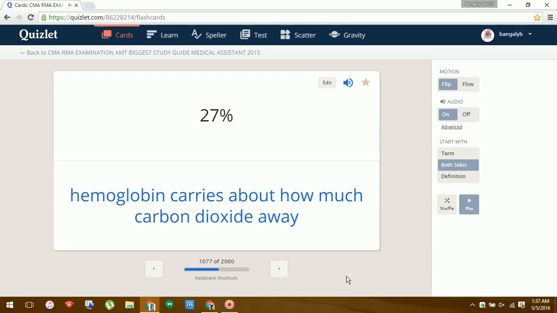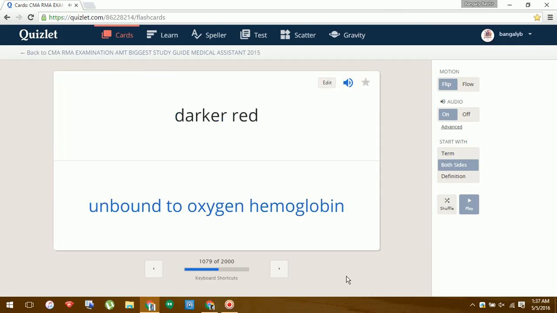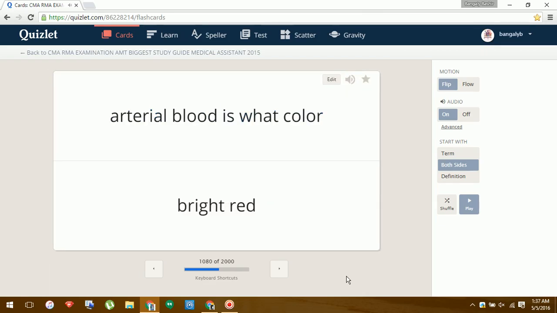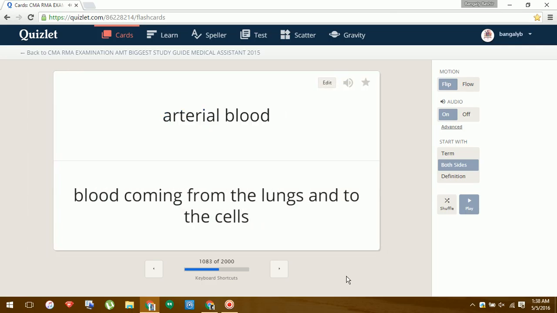27%. Hemoglobin carries about how much carbon dioxide away? Bright red. Oxygenated hemoglobin. Darker red. Unbound to oxygen hemoglobin. Arterial blood is what color? Bright red. Venous blood is what color? Darker red. Venous blood. Blood traveling back to the lungs. Arterial blood. Blood coming from the lungs and to the cells.